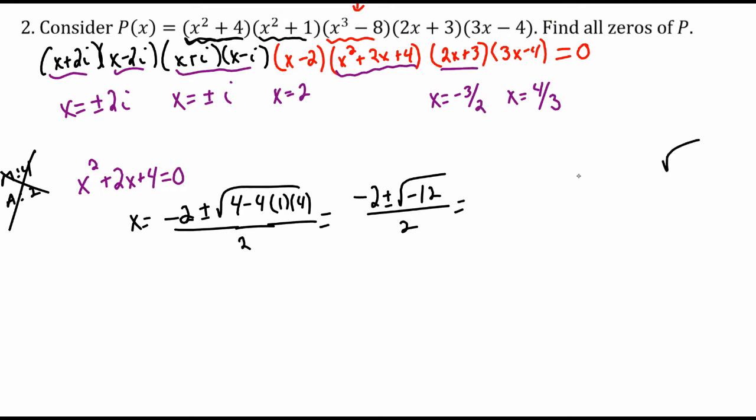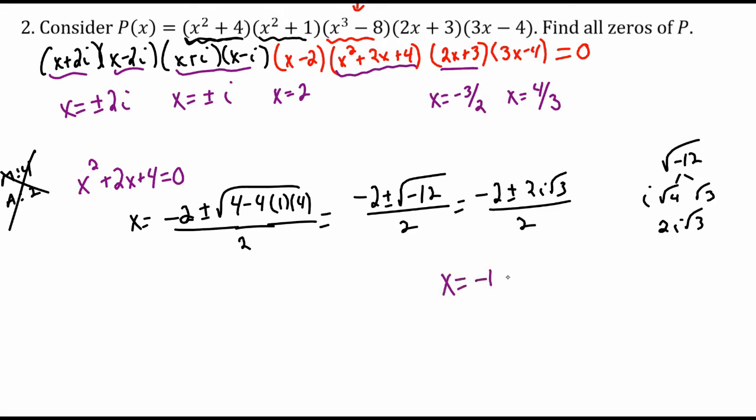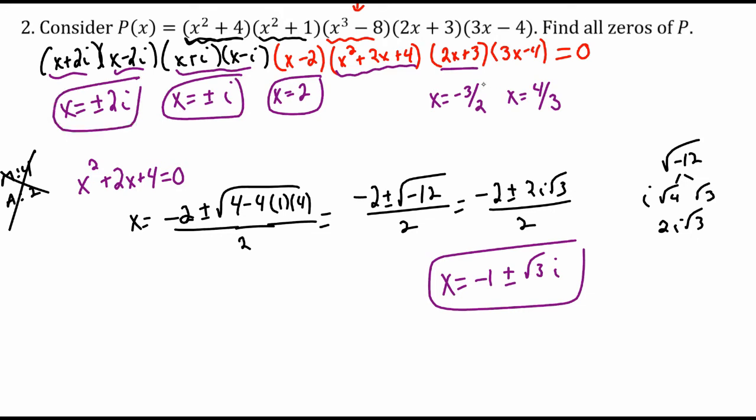Well, let's deal with the square root of negative 12 over here. First of all, I need an i, a 4, and a 3. So 2i radical 3. Negative 2 plus or minus 2i radical 3 all over 2. So that gives me x equals negative 1 plus or minus the square root of 3 i. Those are my other two solutions. So here are all my solutions to this disaster of a polynomial equation.